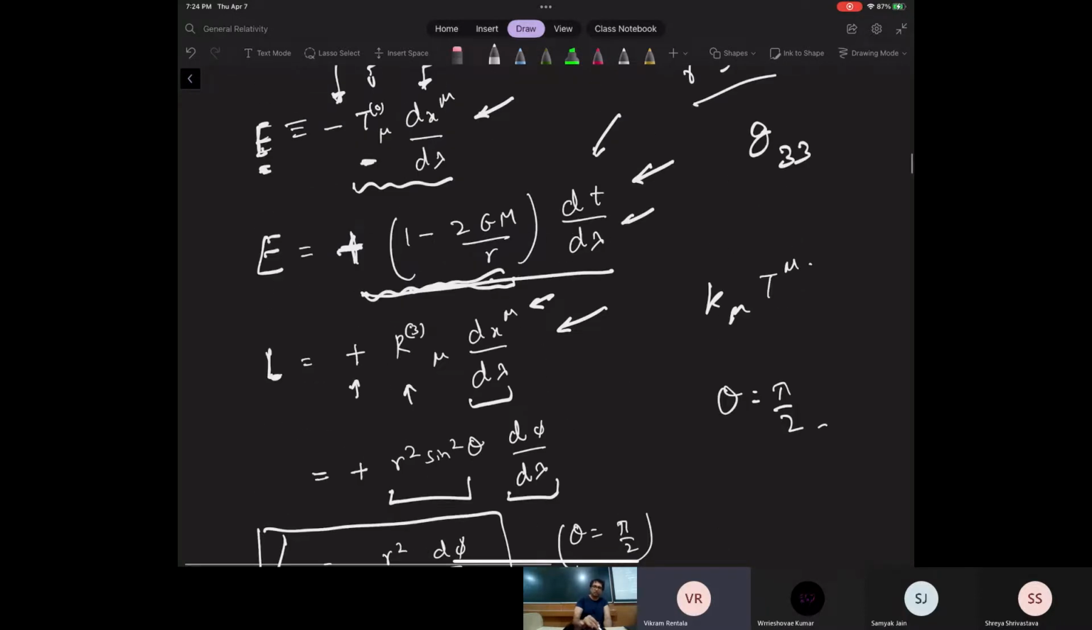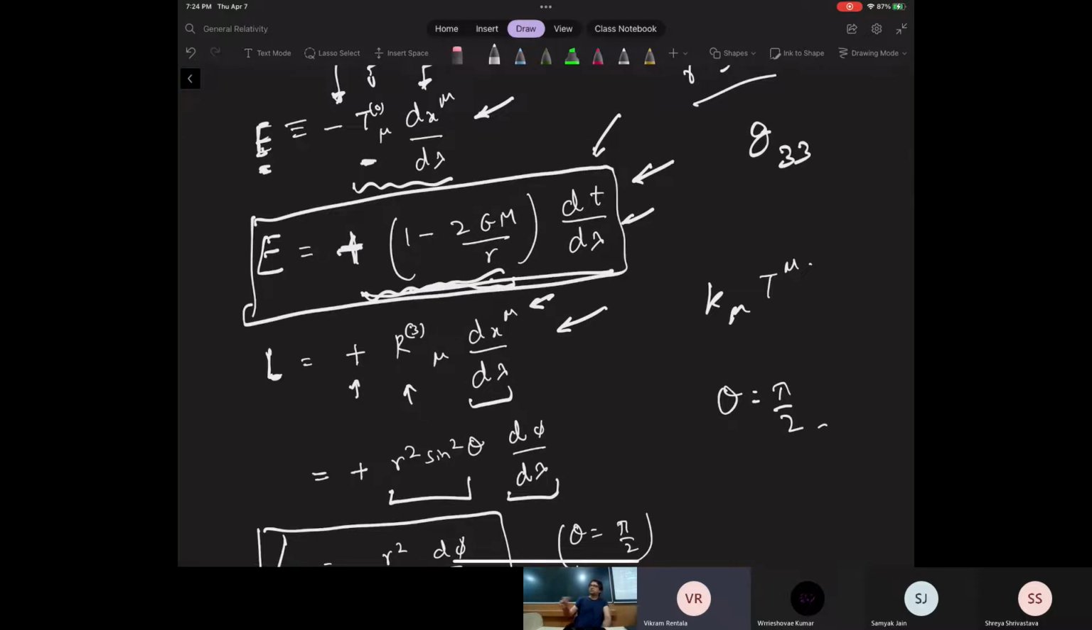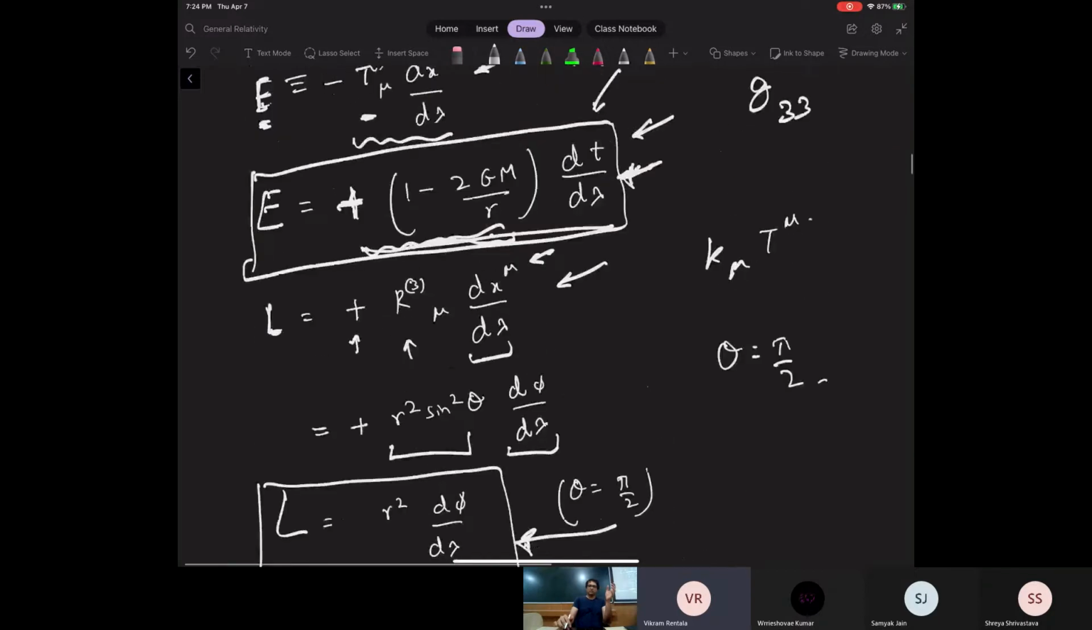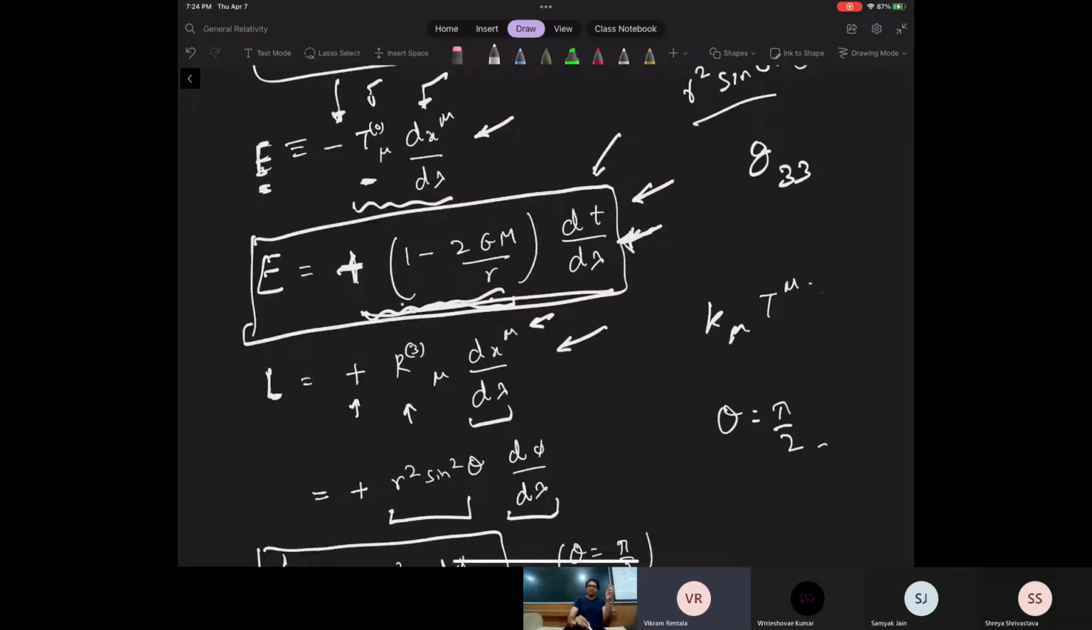So we have these two quantities which are conserved along the geodesic. When the particle moves along the geodesic, these two quantities are conserved. What is the value of these two quantities? Well, that depends on the initial conditions that you set up your system with. But whatever it is, that's telling you that dt/dλ times (1 - 2GM/r) is a constant along the trajectory.